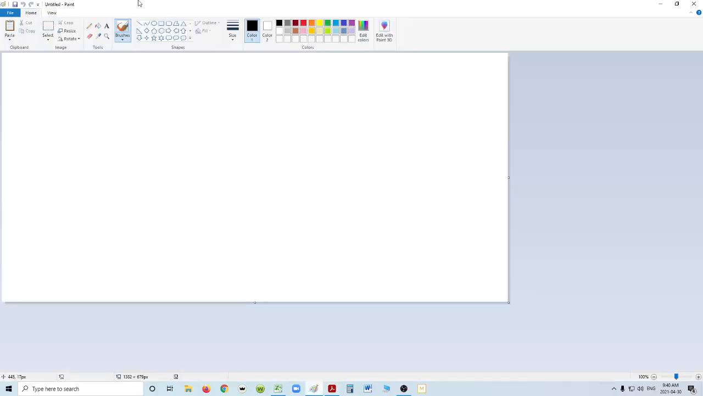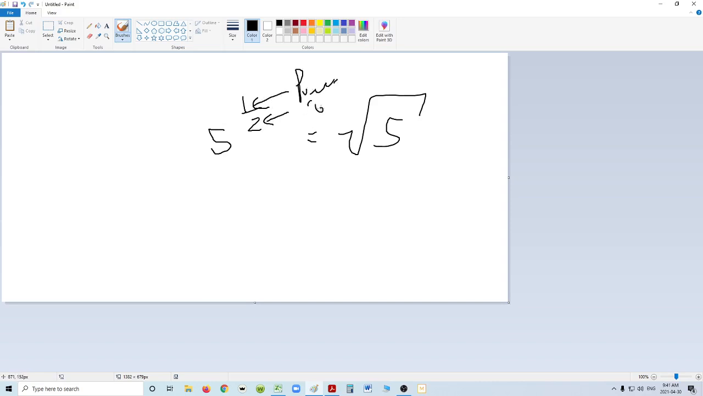Your skills that you're going to need to remember is that when I have 5 to the half exponent, that's actually equal to the square root of 5. So when you have a fractionary exponent, the denominator is the root, and the numerator is the power. So power up top, root down here.